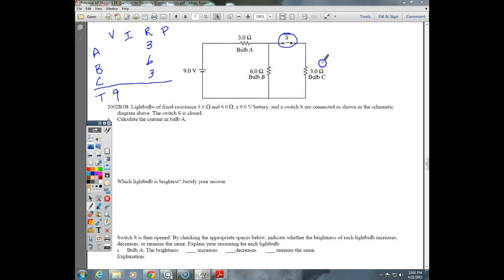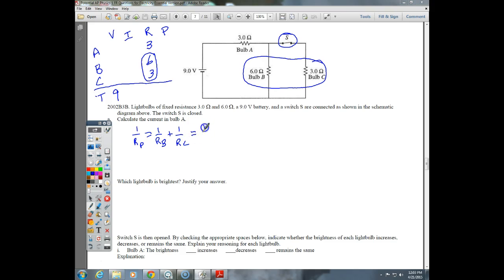For this one, the first thing we need to do is recognize that we do have right here a parallel circuit. So this is bulb B and C. I'm not going to use the numbers, I'm going to look at the letters. And we need to figure out what is the current in bulb A. To do that, we're going to find the total resistance, and we can find the current in the whole circuit, and that will be the current in bulb A. Let's go ahead and use our equation. 1 over Rp is equal to 1 over the resistance in B plus 1 over the resistance of resistor C.